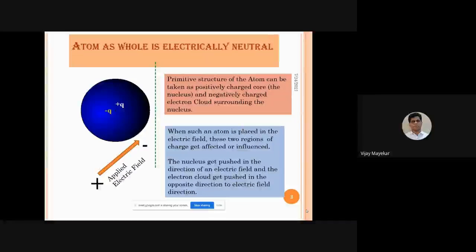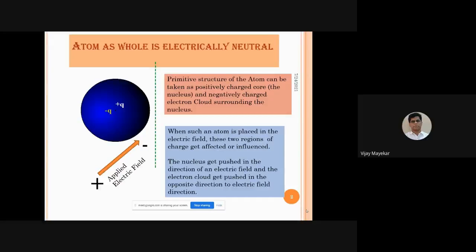So we start with the atom as a whole, right? We know that it consists of a nucleus and the surrounding electrons, so it can be treated as, as a whole, electrically neutral. When we consider the primitive structure of the atom, we take a positively charged core, that's called the nucleus, and a negatively charged electron cloud surrounding the nucleus.